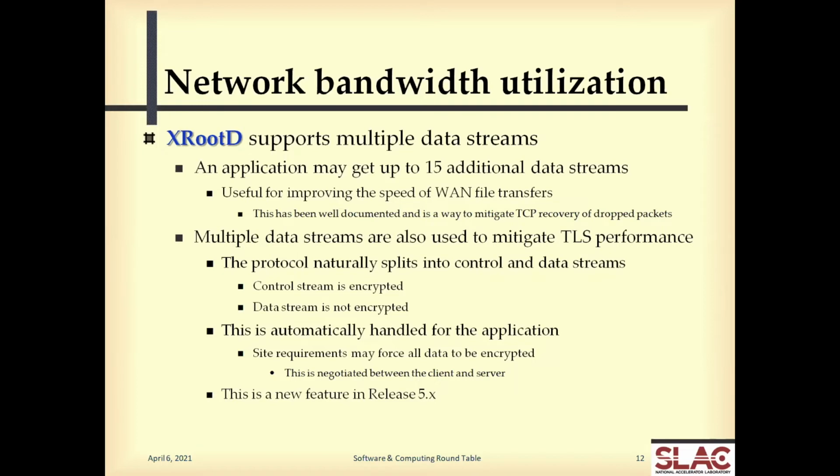So the protocol, unlike many protocols, naturally splits into a control stream and a data stream. And us splitting the protocol that way is automatically handled for the application so that you don't have to encrypt everything. You can just encrypt the control stream and not encrypt the data stream, avoiding TLS overhead for stuff that just doesn't need to get encrypted. Now, mind you, a site might require that all data be encrypted for privacy reasons, and that's negotiated between the client and server.